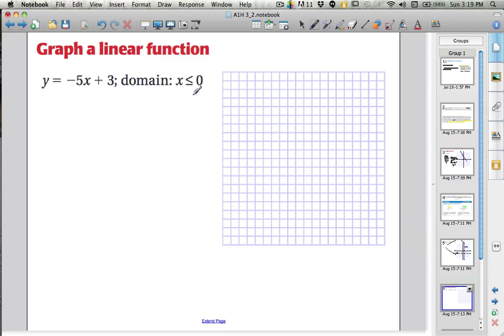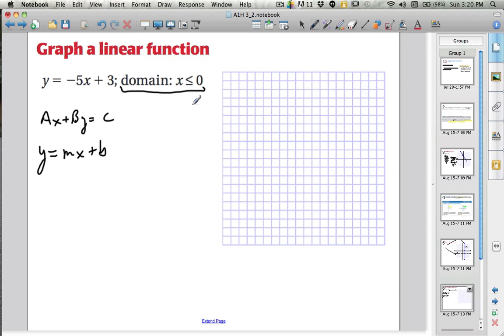Now we're going to work with a domain restriction. So they want me to graph this linear function, and now you'll notice we're not in standard form. This is what's called slope-intercept form. Remember, standard form is ax plus by is equal to c. Slope-intercept form, which we'll discuss in a future section, is y is equal to mx plus b. That's the form we're in here. But what's important is they give me a domain that x has to be less than or equal to 0. That means I can't use any positive numbers.